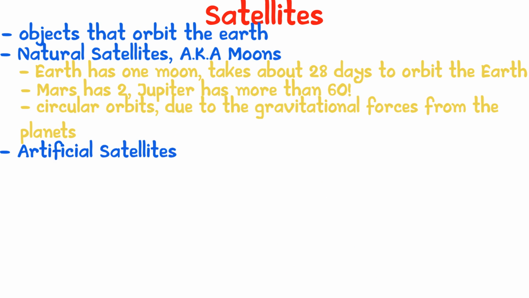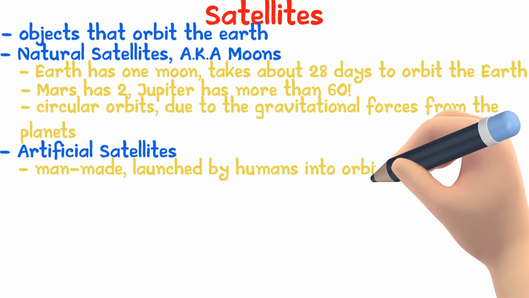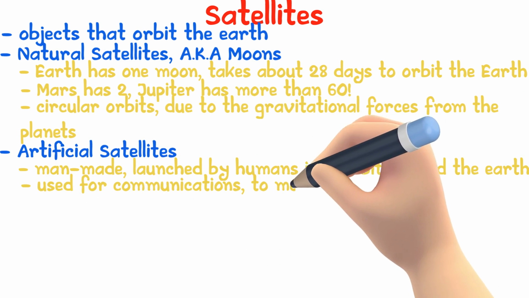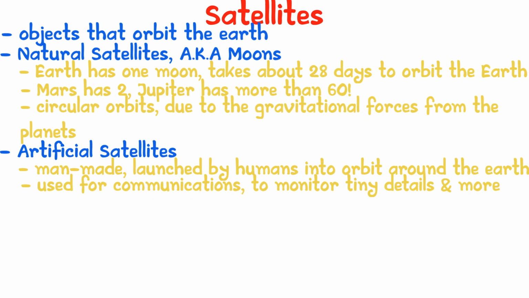Artificial satellites are the man-made ones that humans launch into orbit around the Earth. We use these satellites for communication, to monitor tiny details of the Earth, and many more uses.